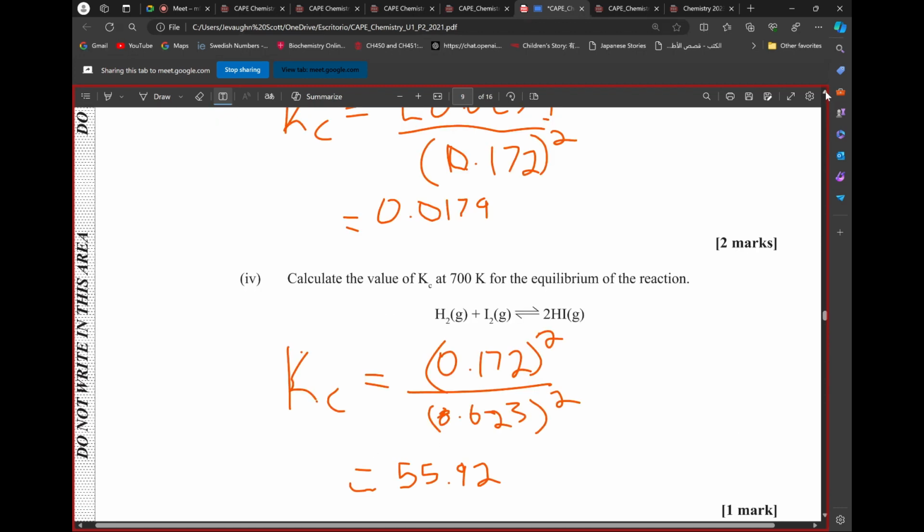Okay, so we know that a buffer is a solution that would resist any drastic change in pH when small amounts of acid or base are added, right? And that's generally the definition that we have for that one down there.